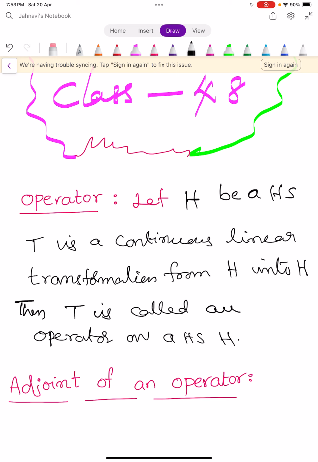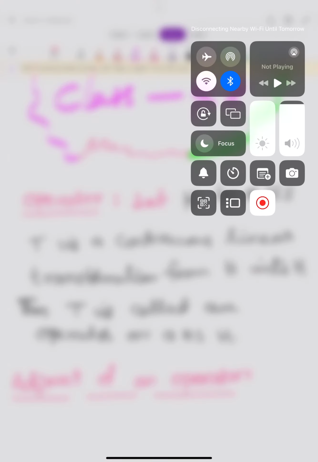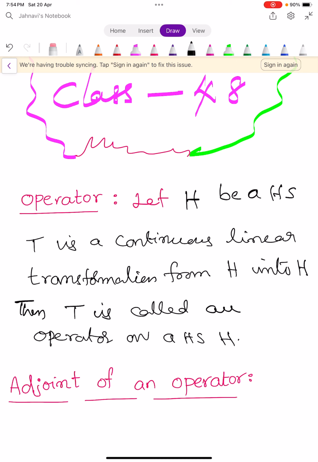So you observe that operator definition, one of the important definitions. Let capital H be a Hilbert space, and T is a continuous linear transformation from H into H. Here the domain and codomain is same, capital H. Then this T is called an operator on the Hilbert space capital H.